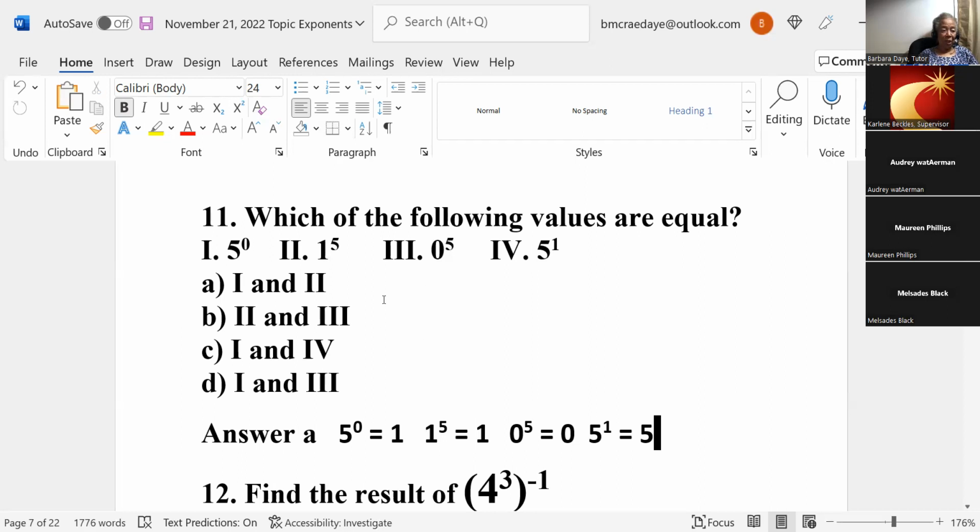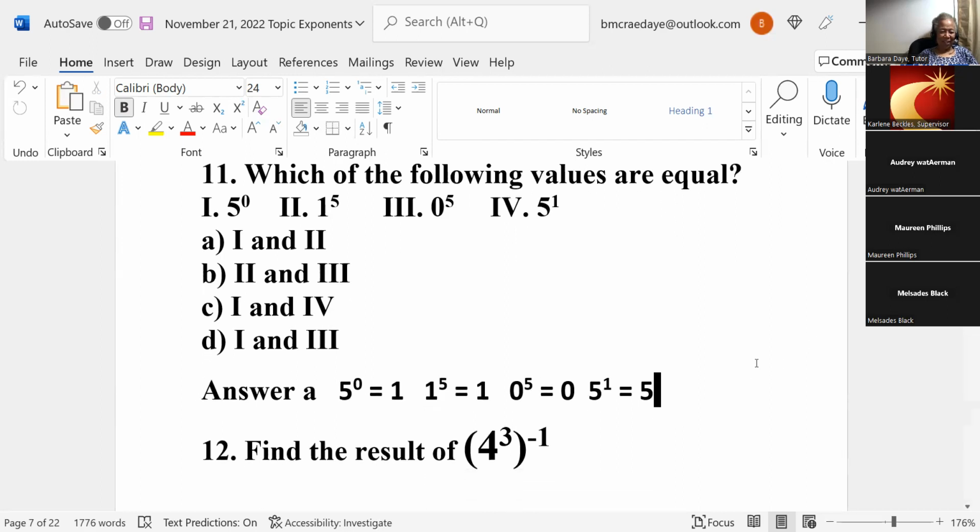And you see 2 and 3 are not equal, because 2 is 1, and 3 is 0 to the 5, which is 0. They're not equal. 1 and 4, 1 is 1 and 4 is 5. They're not equal. And then 1 and 3, 1 is 1 and 3 is 0. They're not equal, right? Got it? Once you put them all down like this, you can see what values are equal. Questions? I hope if I see it again, I can get it. Okay, I think so.